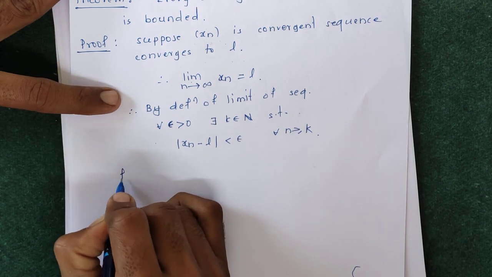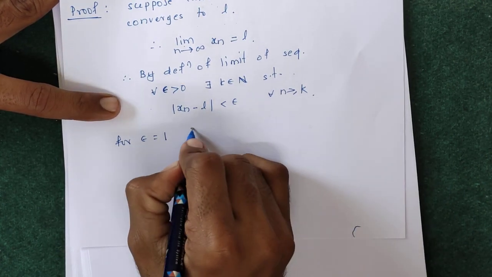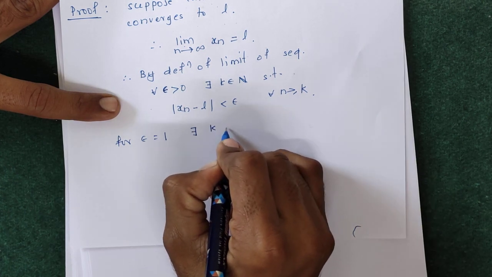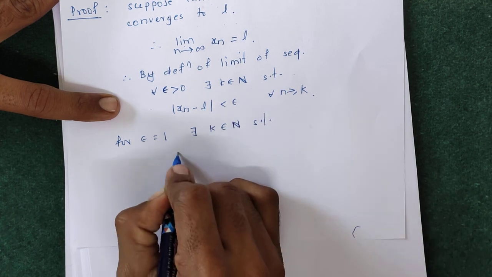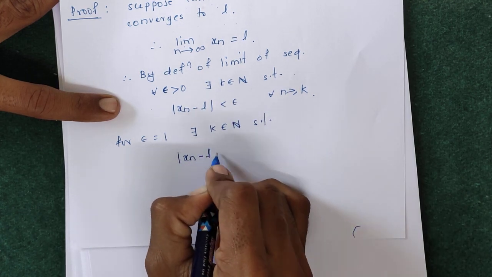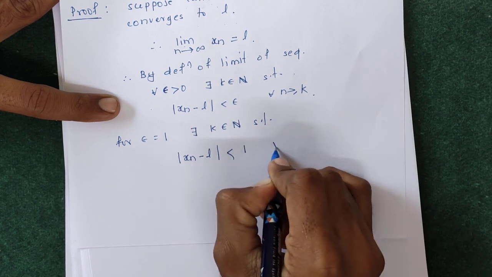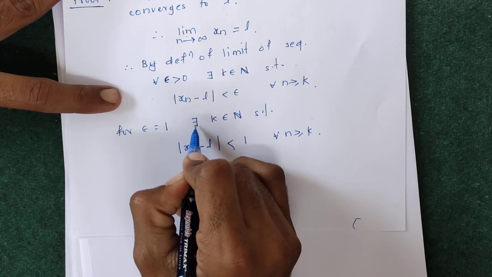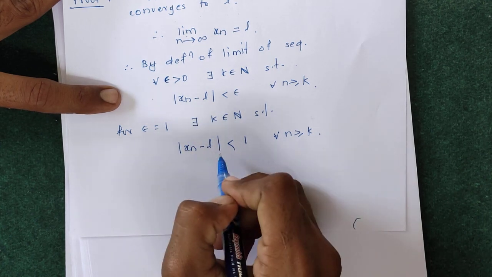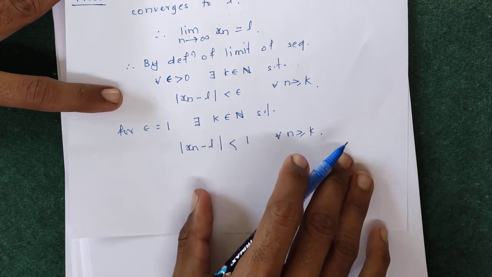Now if we take epsilon equal to 1, for epsilon equal to 1 there is a number k greater than 0 such that mod of xn minus L is less than that epsilon. Here epsilon is just 1. So for all n greater than or equal to k, we can write this. Now if we take the particular epsilon equal to 1, then we can write mod of xn minus L is less than 1 for all n greater than or equal to k.